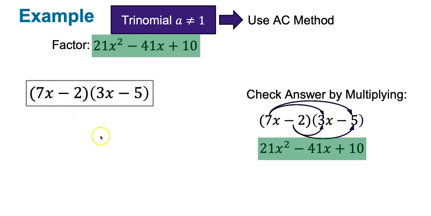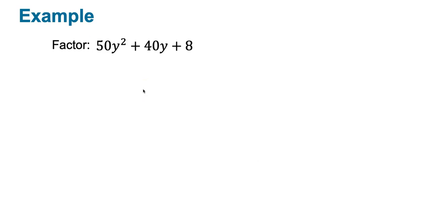Notice that negative 2 plus negative 5 does not equal the middle term. That's because we're in this case when a is not equal to 1. You cannot use that strategy in this case. Instead, we had to use a helping method, like the AC method. Let's look at another example.